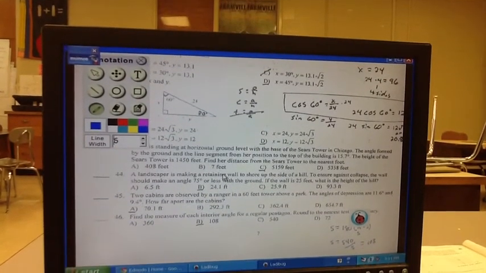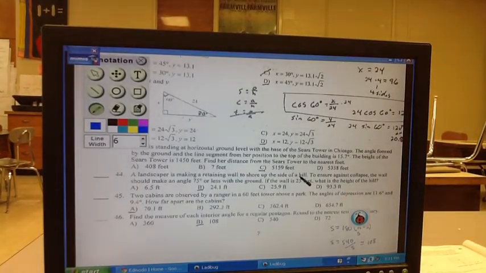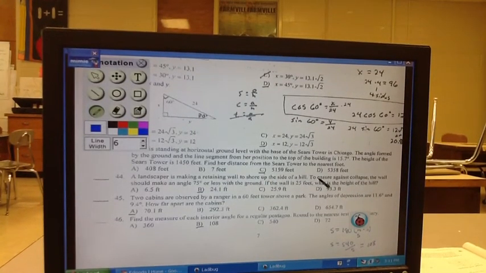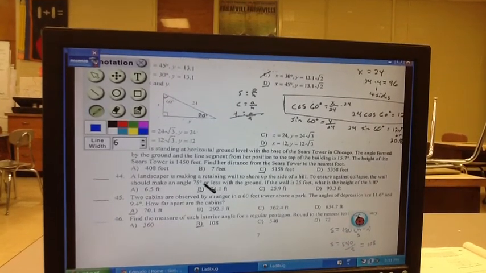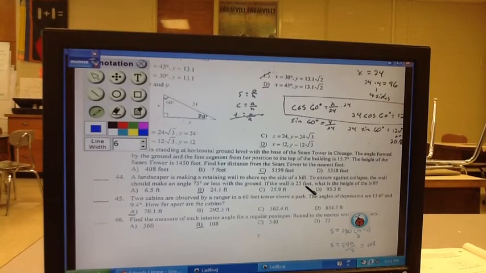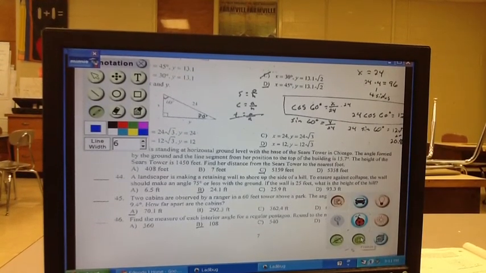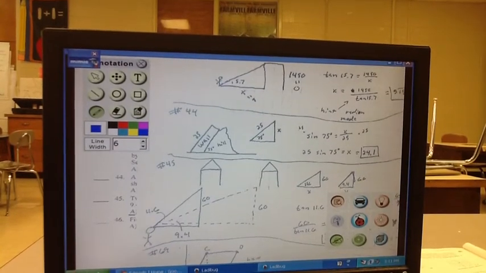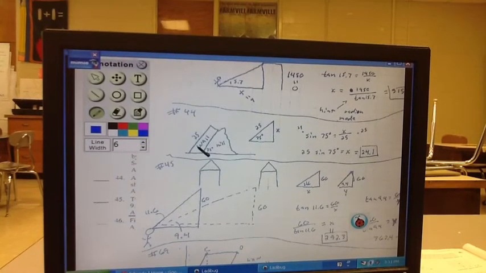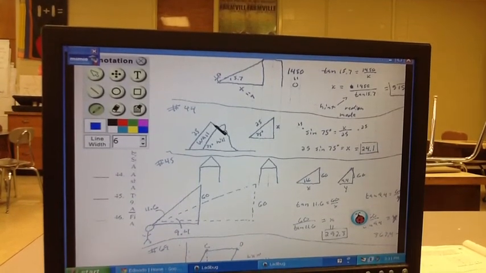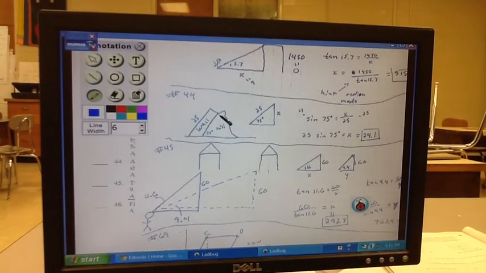44, a landscaper has a retaining wall going up a side of a hill. To ensure against collapse, the wall should make an angle of 75 degrees or less from the ground. If the wall is 25 feet, what is the height of the hill? You know, I drew me a great old picture for that one too. We got our hill. Here's my wall. What they don't tell you, and I'm sure they'll tell you on the exam, is that the wall is actually the height of the hill.